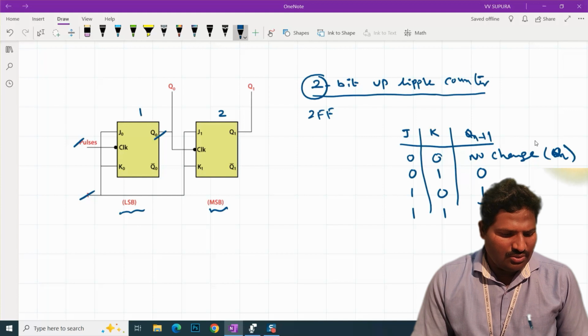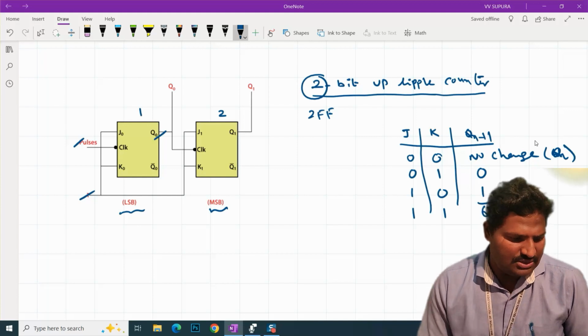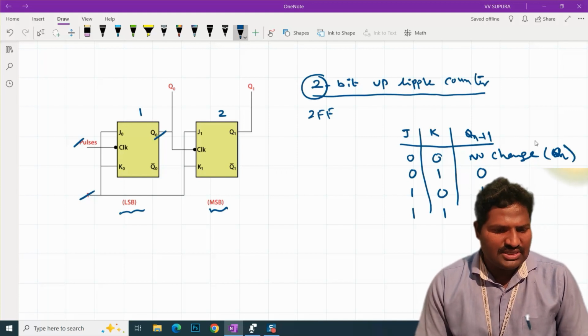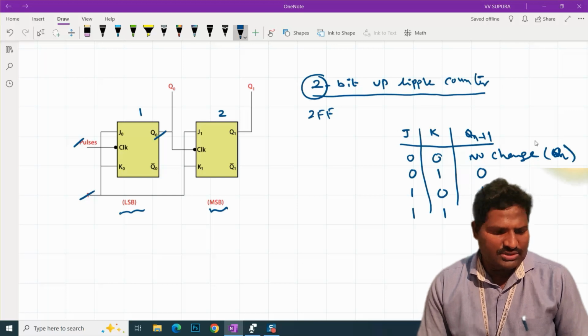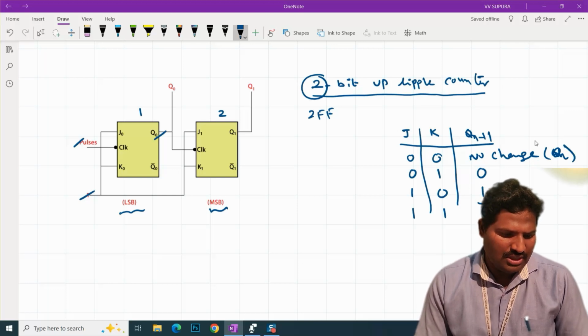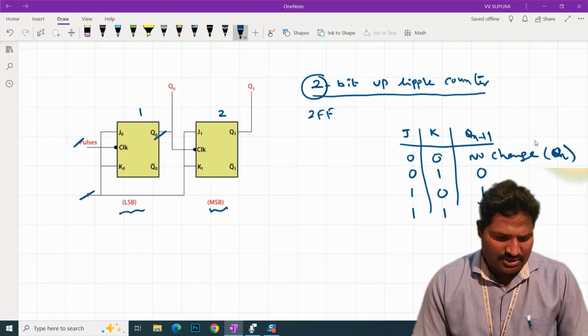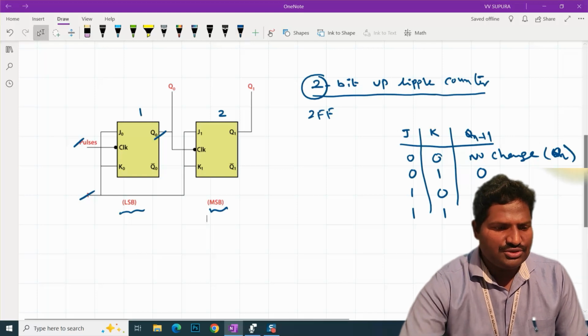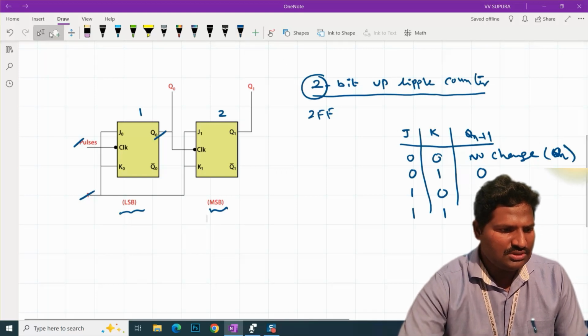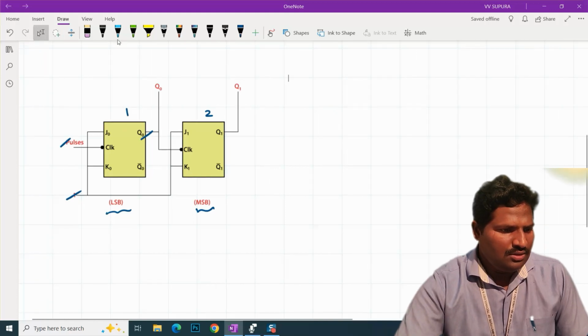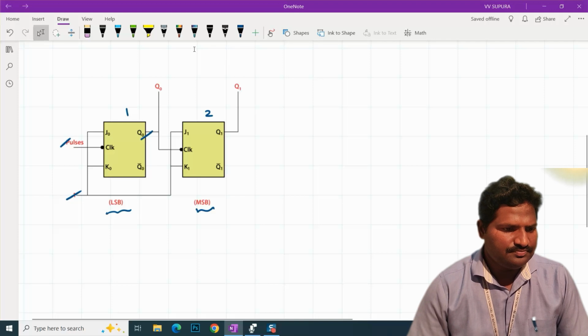Let's discuss the working process of this 2-bit ripple counter. To understand this working process, first of all we need to draw the sequence diagram or timing diagram. So let's discuss the timing diagram. I am erasing all these things.